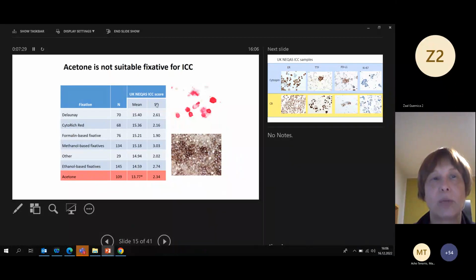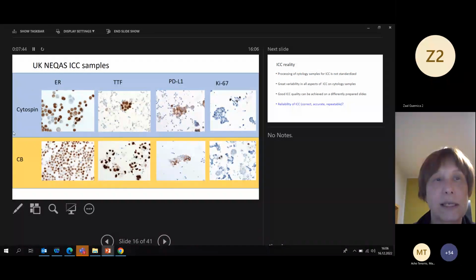The only fixative which was found not suitable for ICC, at least in UK NEQAS, was acetone, mostly because of very poorly preserved cell morphology. And here you can also see a comparison of ICC reaction on methanol-fixed cytospins and the corresponding tissue cell block. And you can see that you can achieve good results on cytospins as well as on cell blocks.